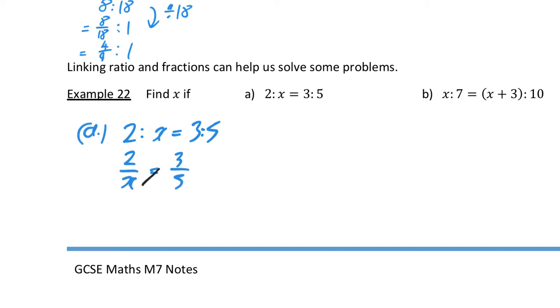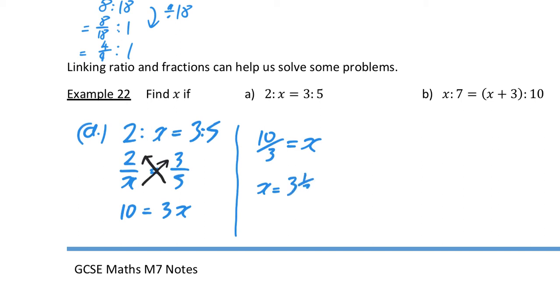So, what I mean by that is this x comes up here and multiplies, and this 5 comes up here and multiplies. So 2 times 5 is 10, 3 times x is 3x, and then we're just into a linear equation. The 3 comes across and divides, so you'll have 10 divided by 3, which is the same as 3 1/3.